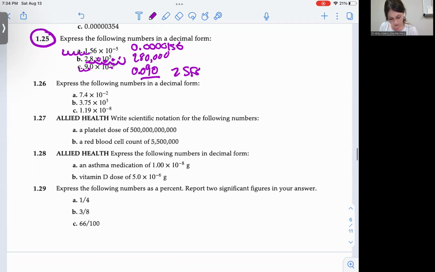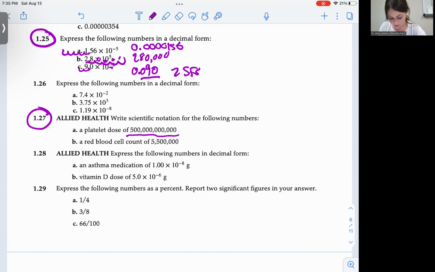Okay. So 1.27, Allied Health. Write scientific notation for the following numbers. A platelet dose of 500 billion. If you had to say that all the time, it would become pretty cumbersome. So normally what you would read in a lab report and blood work is scientific notation. So see, it's really important that you learn this, not just memorize it, because you're really going to have to use this in your career for the rest of your life, not just arbitrarily. A platelet dose. And platelets, that's pretty important, right? What's going on there? Coagulation.